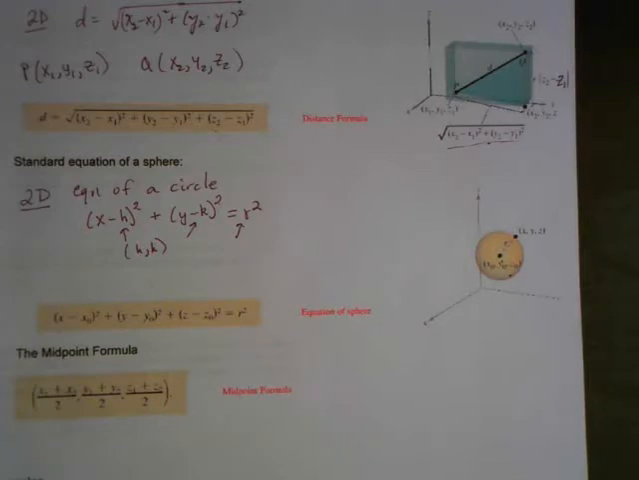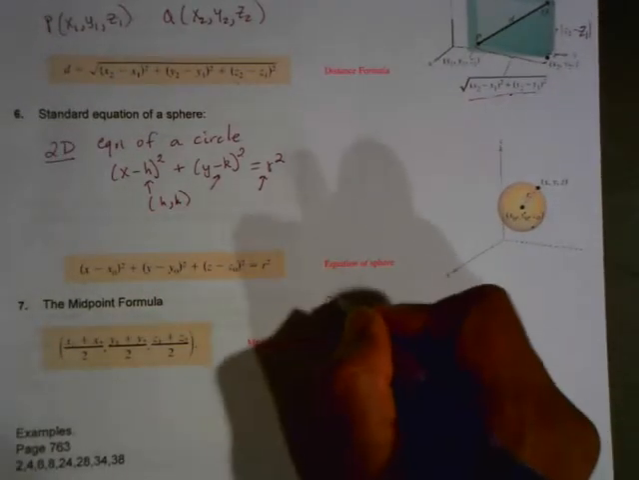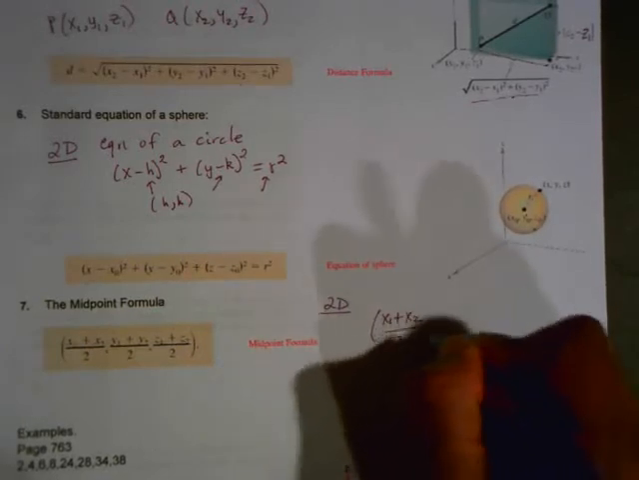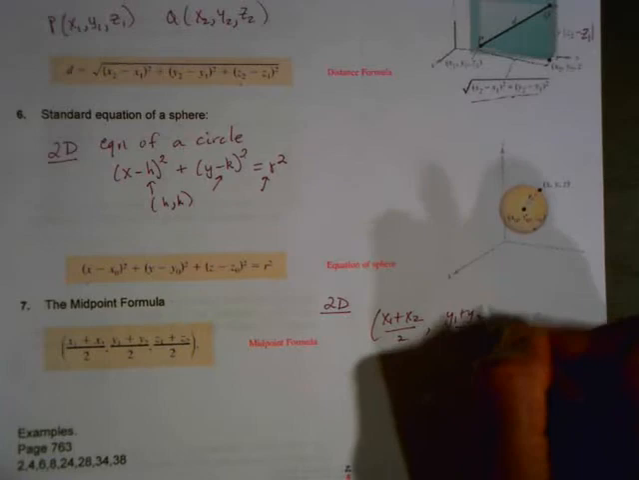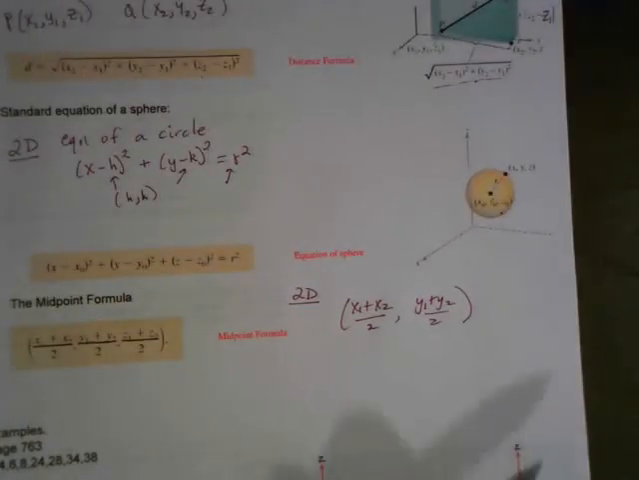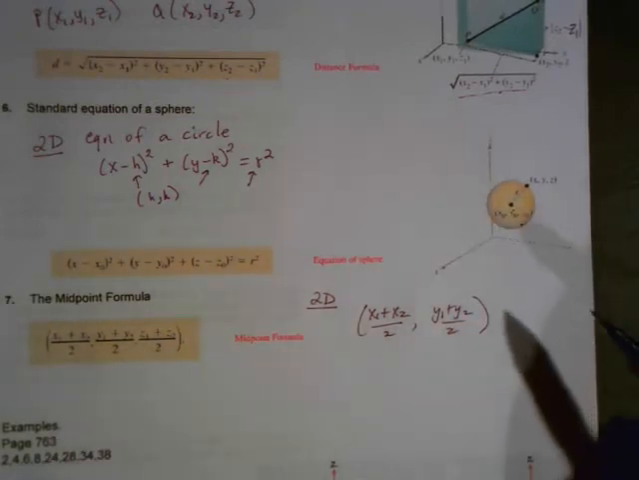And finally, the midpoint formula. In 2D, the midpoint formula was the average: (x1 plus x2) over 2, (y1 plus y2) over 2, whereas now you have 3 values. It's an ordered triple. Basically, you're taking the average and getting the middle point. That's just the midpoint formula. And you'll be needing this to find the center of a sphere.